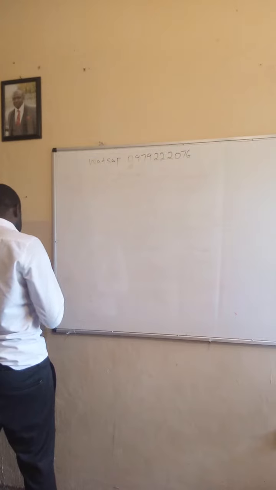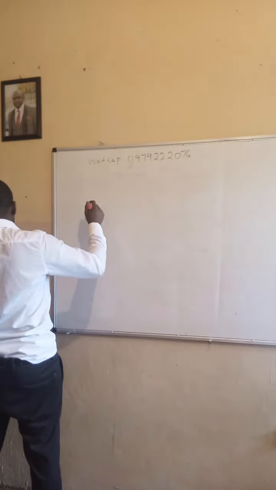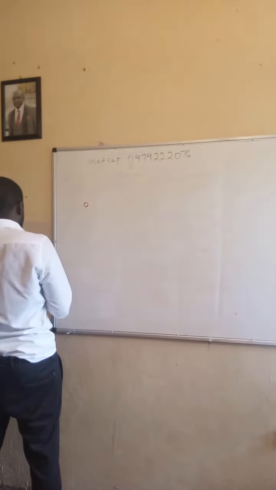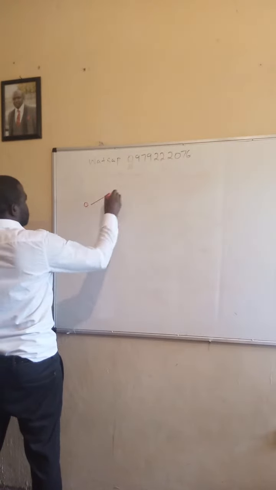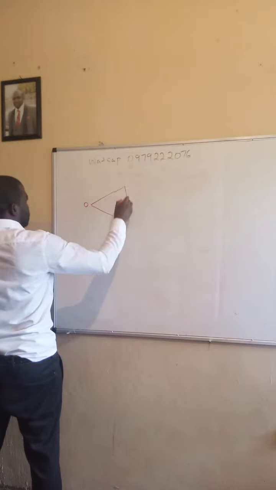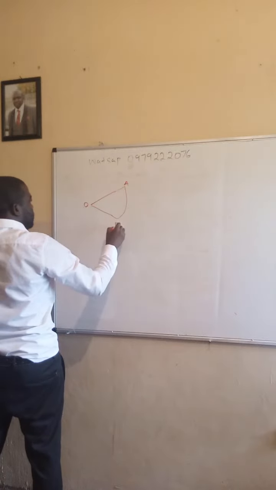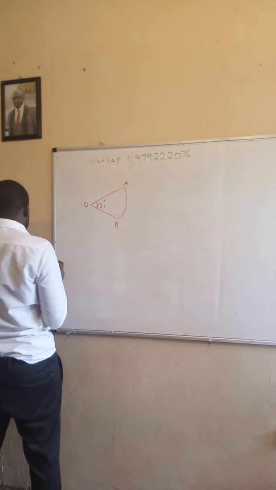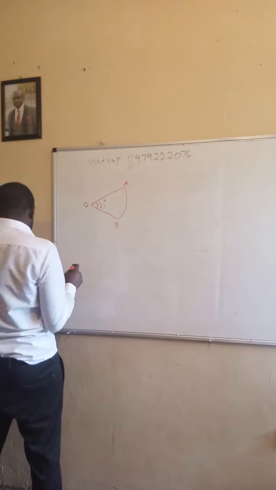Okay, so we are given a diagram. This was a diagram that was given in the past paper. Here there is the O, and then it goes like this, and then comes like this. Okay, this is a sector. And then there is A here, there is B here, and then there is 21 degrees here.